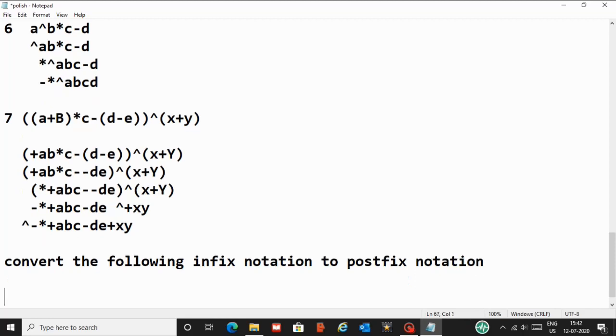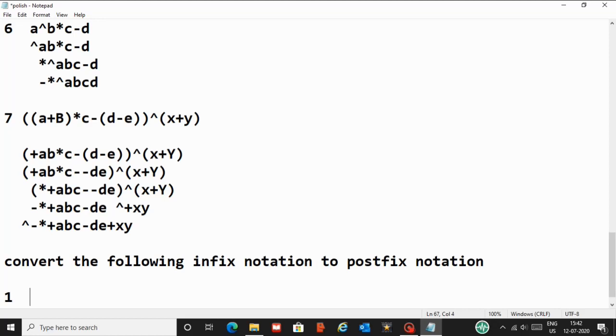It is also called reverse Polish notation, wherein the operators are postfixed to the operands. That will come after the operands. In prefix, you have it coming before the operands. Whenever you are doing it, you need to take care of the precedence as well as the associativity. Correct? So let us start with the first one.